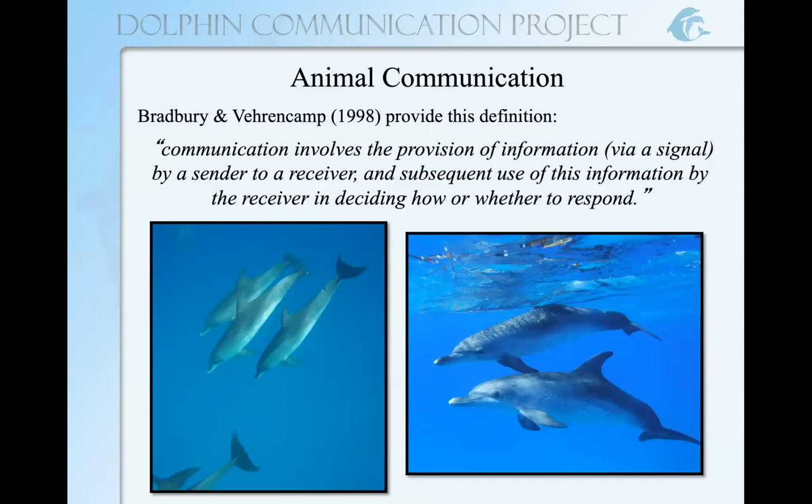Scientists often define animal communication as follows, or at least the communication definition that DCP uses is that communication involves the provision of information by a sender to a receiver, and then the subsequent use of that information by the receiver to determine how and whether to respond. And the signal is the vehicle by which the sender and the receiver share that information. Both the sender and the receiver rely on signals to meet the individual challenges within their group setting. So signals are tools that have been specialized over time to be informative. They're salient to the interactions between individuals, and they're adapted for optimum transmission in their environment.